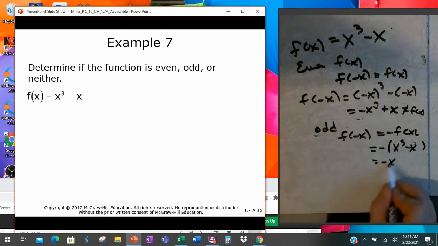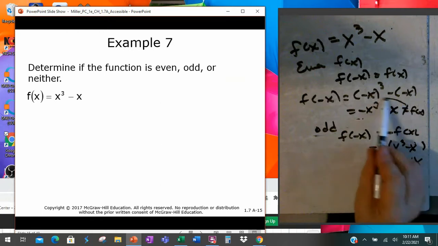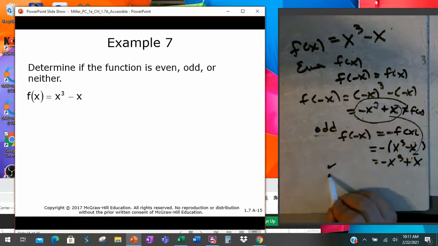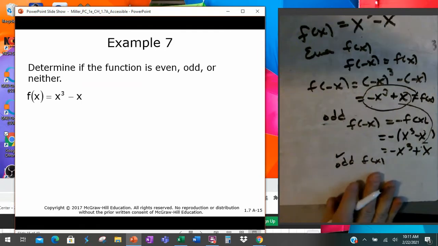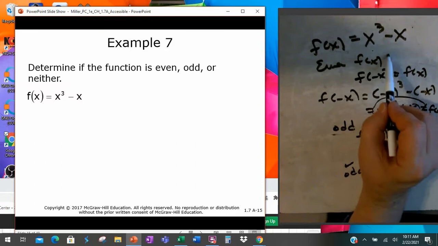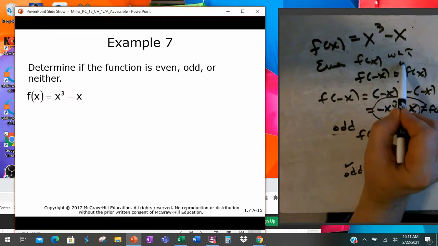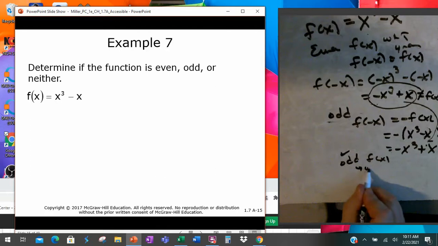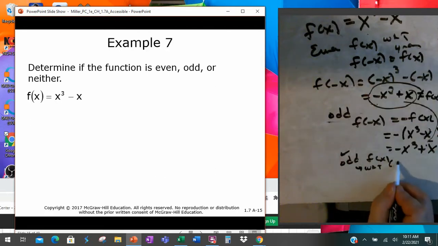Distribute, minus x cubed plus x. And that's what we ended up with here. So this is an odd function. In terms of symmetry, if it was even, it would be with respect to the y-axis. The odd functions are with respect to the origin.